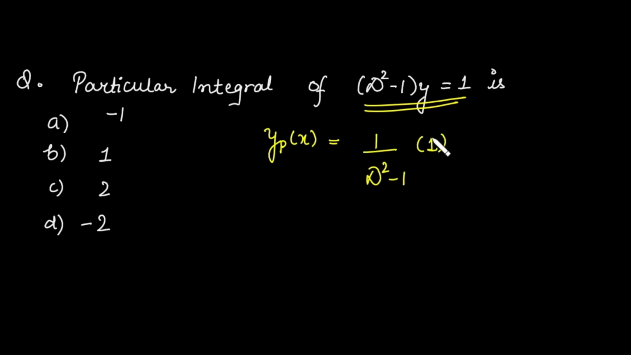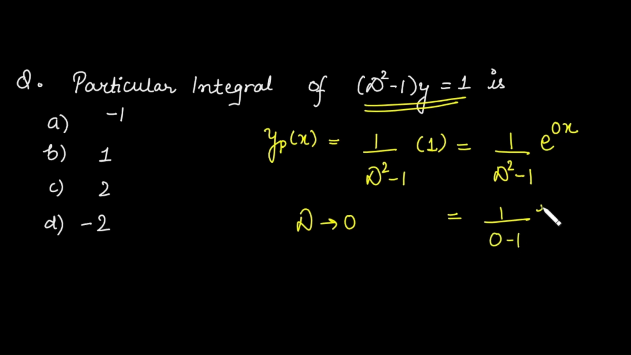So whenever we have a constant term, we can write it in the form of an exponential. This is written as 1 upon D square minus 1 e raised to power 0x. Now replace D by 0. So when you replace D by 0, we get 0 minus 1, e raised to power 0x. So this is equal to 1 upon minus 1, e raised to power 0x is 1. So answer is A option.